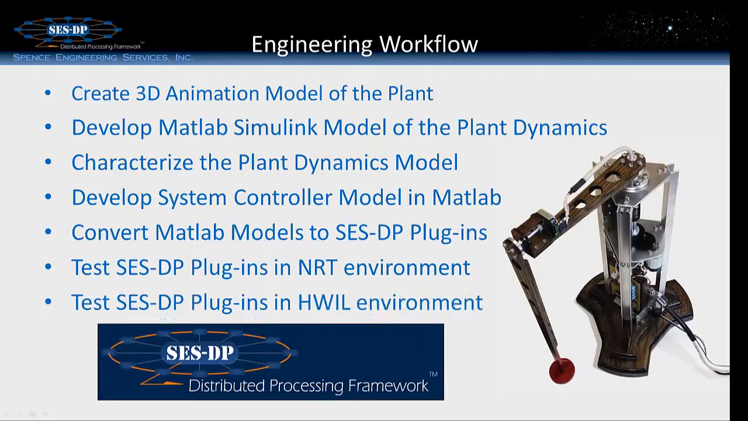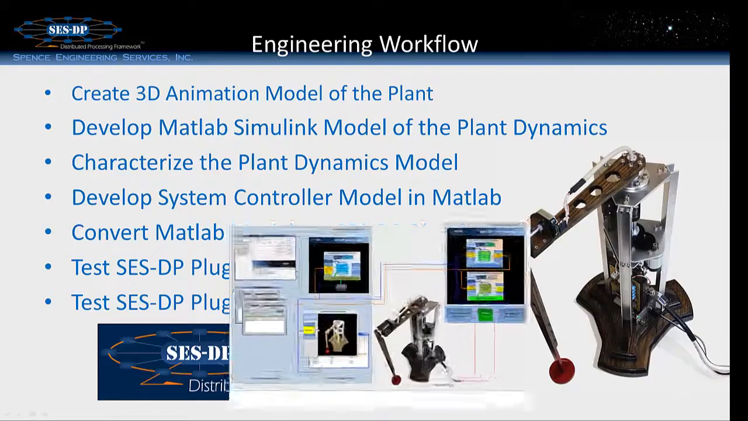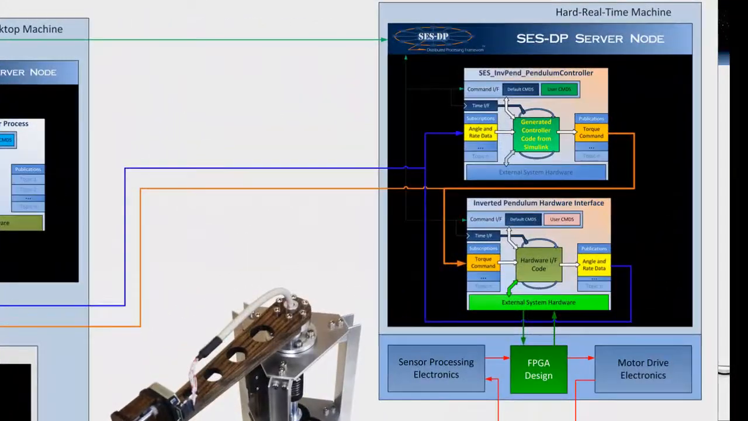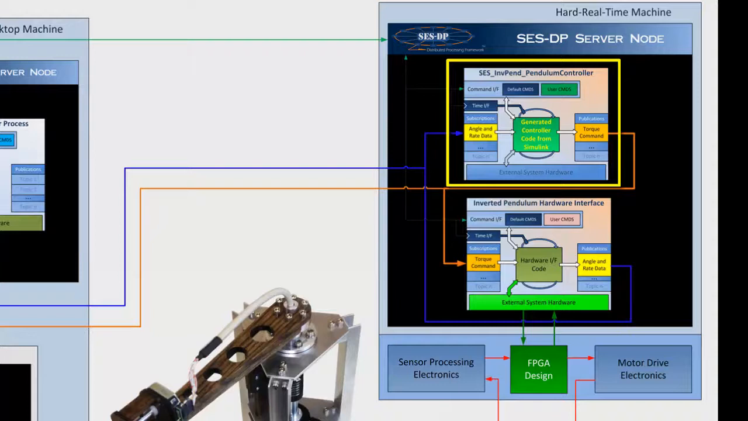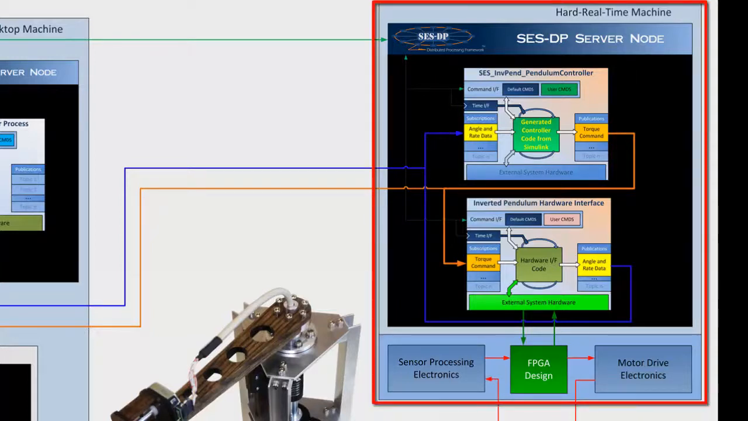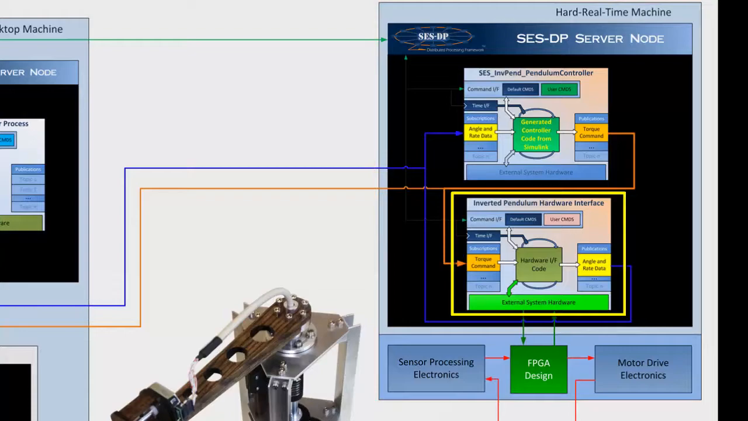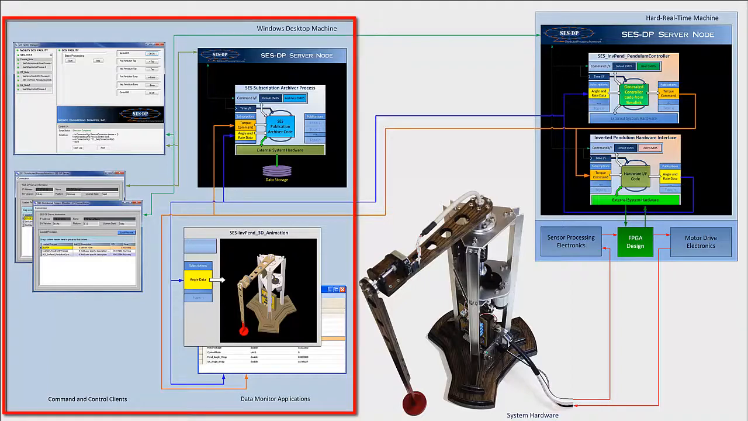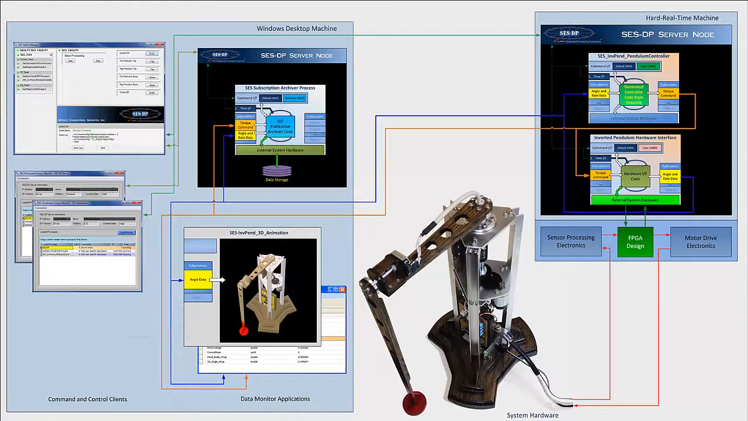The controller plugin is then cross-compiled without modification for the embedded real-time environment, where it is run closed-loop with the actual system hardware. Here, the same controller plugin that we tested in the NRT environment is deployed on a real-time SES-DP server node. It is then coupled to a hardware interface distributed process that reads the system sensor data and drives the actuator. All system top-level command and data monitoring is handled by an external machine that is running the SES-DP client applications along with a distributed data archiving process.